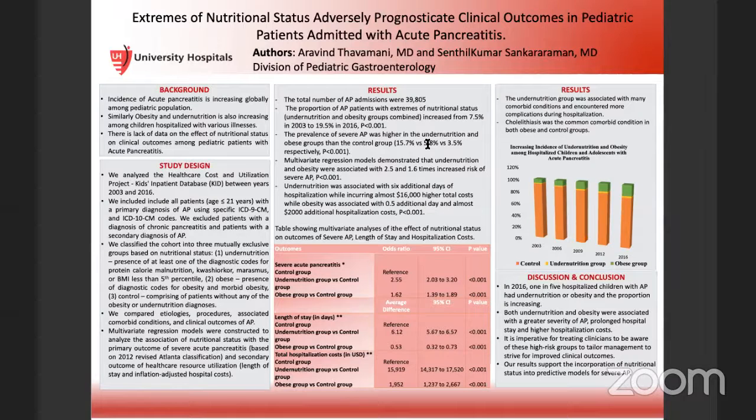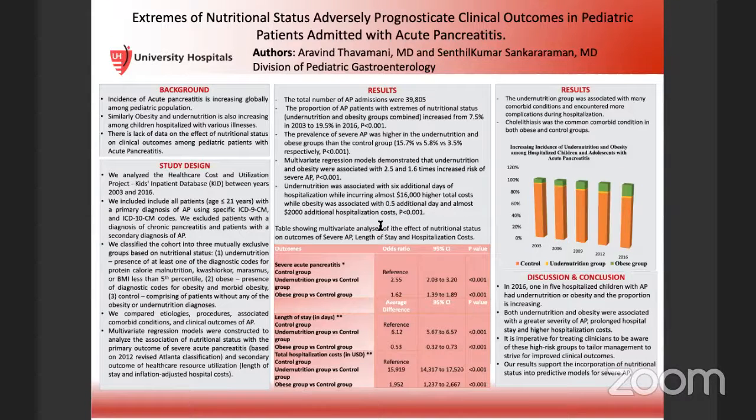So we used the KID national database to include all patients who were admitted with acute pancreatitis. We divided the cohort based on ICD codes into 3 mutually exclusive categories: an undernutrition group, an obese group, and patients who did not have either of these 2 diagnoses were categorized as controls for comparison. As you can see, the proportion of either the undernourished or the obese group is serially increasing, and in 2016, almost 1 in 5 hospitalized patients with acute pancreatitis were either malnourished or obese.